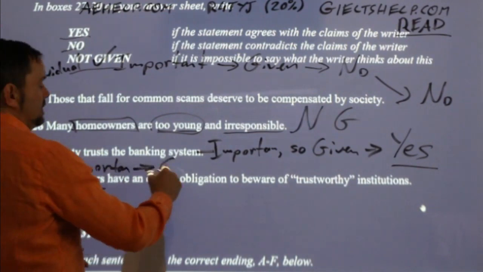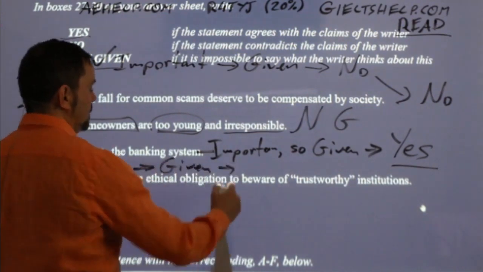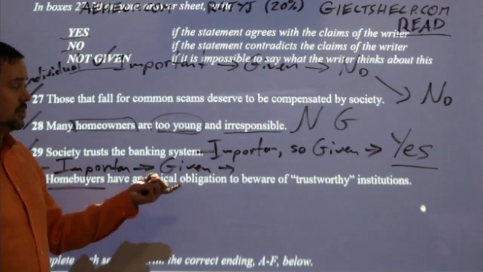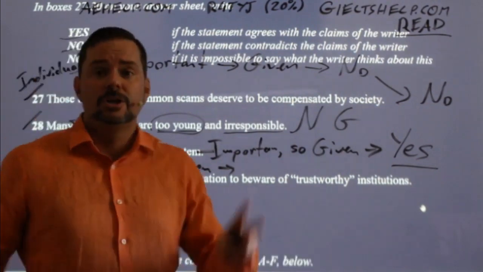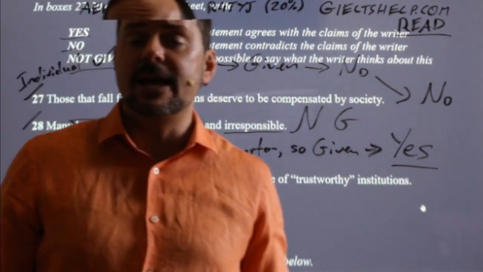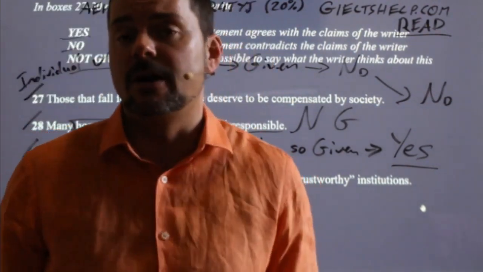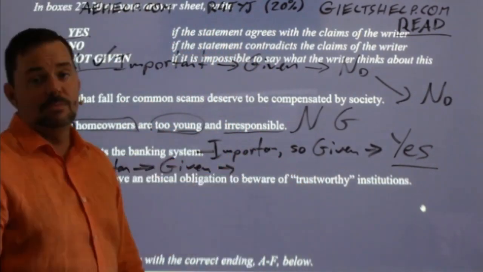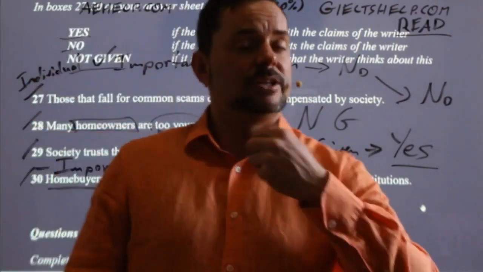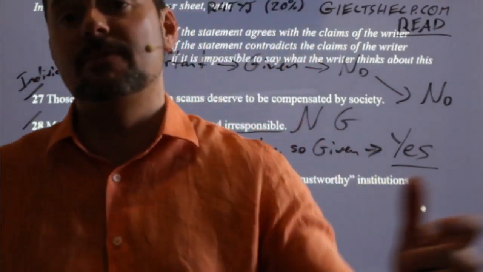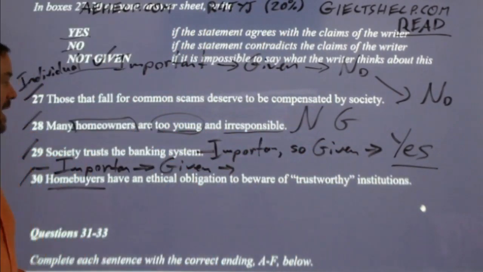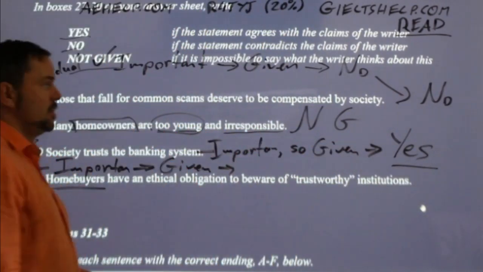So it's given, right? Is it true that people who are buying houses should be careful about trustworthy institutions like banks or lending institutions? So should we be careful? Or should we be like, oh, whatever, hey, that guy said, give me $1 million. And I said, okay, no problem, I'll borrow. Yeah, absolutely, we should be careful. So, yes.